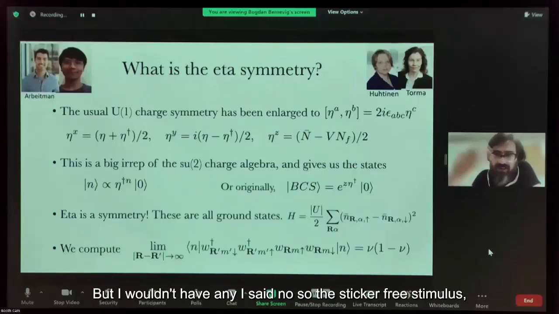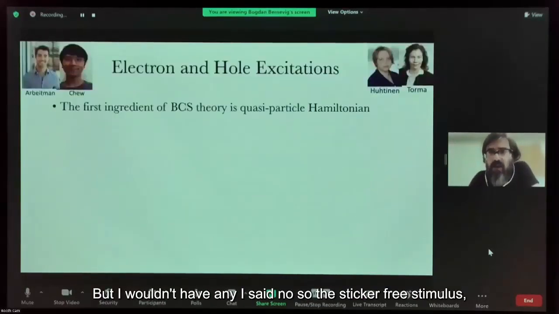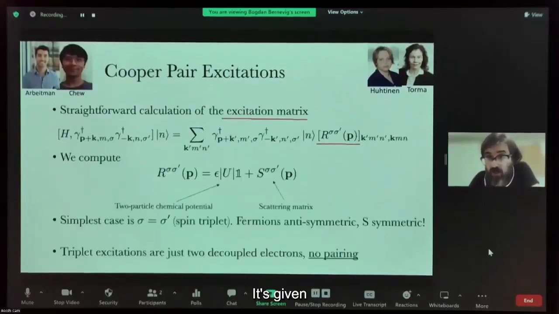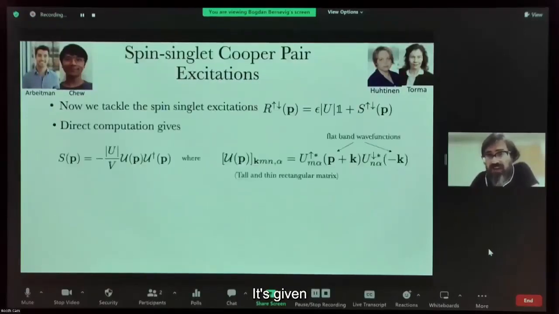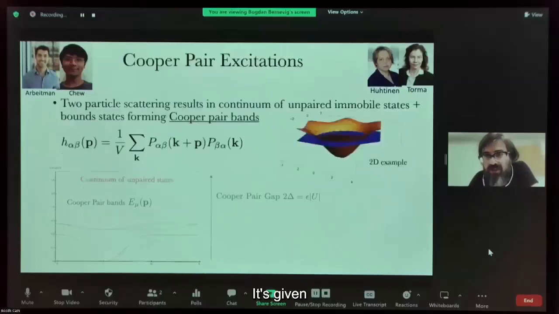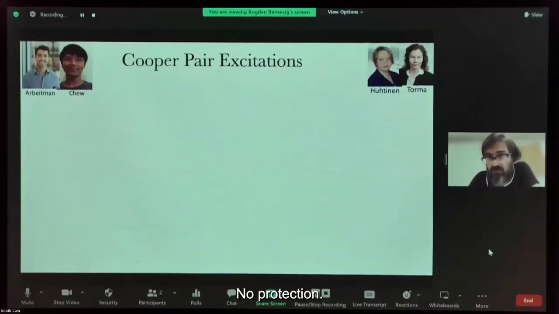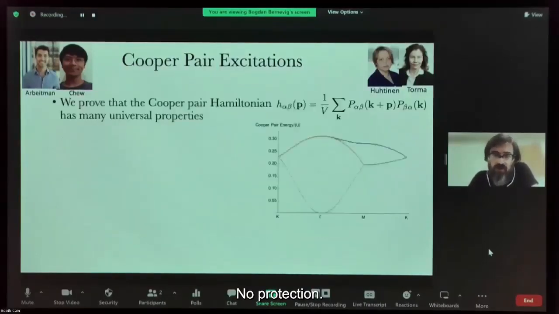It's like a Goldstone stiffness. It's basically what makes the system stable. It's given by the quantum geometry. So if you don't have any quantum geometry, i.e., no projection, then you don't have any superfluid weight.